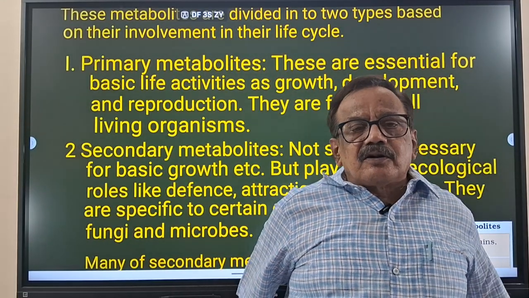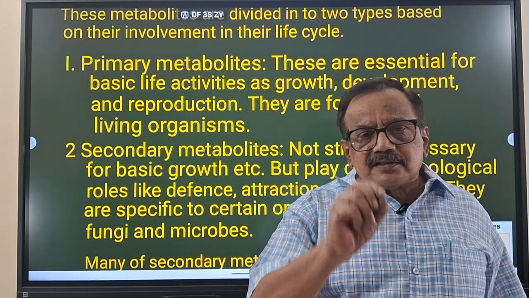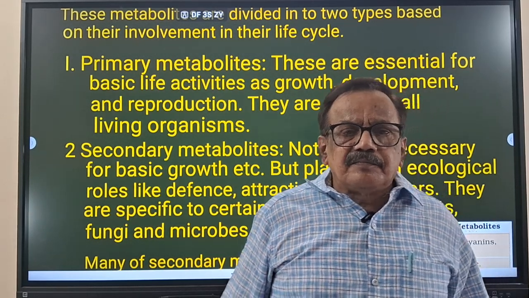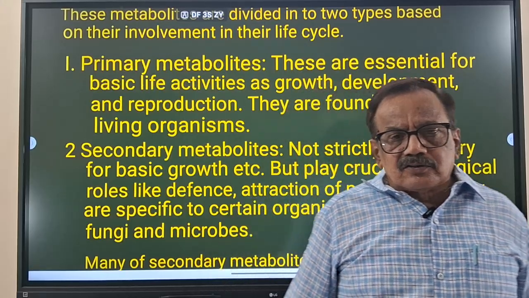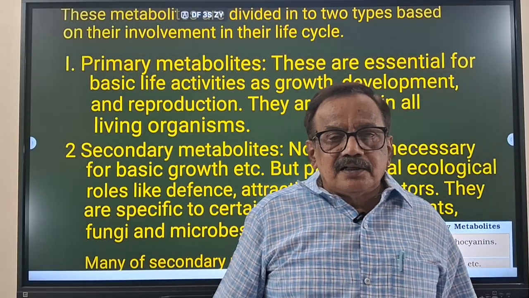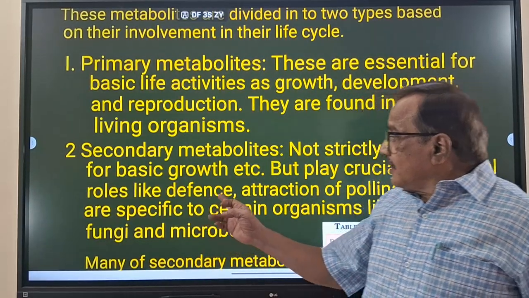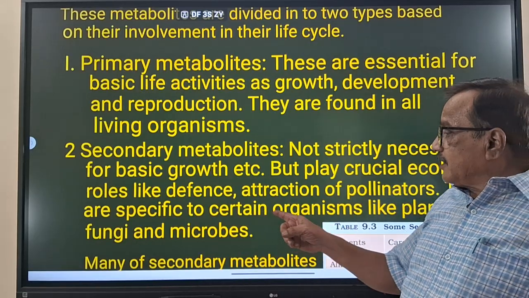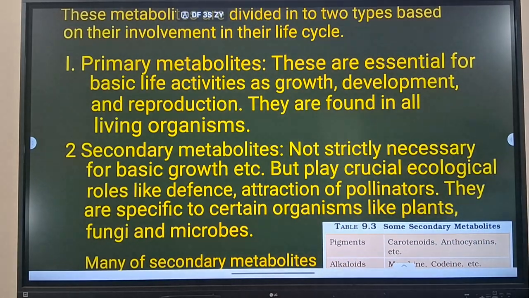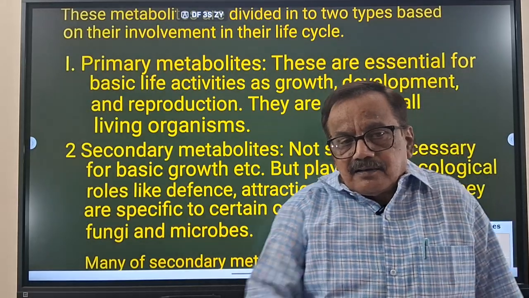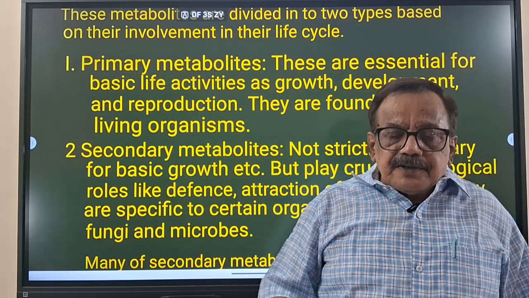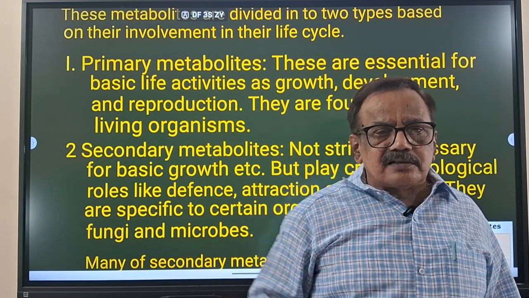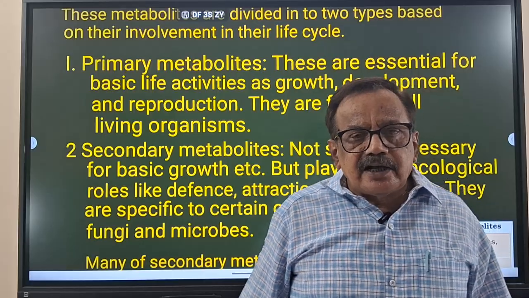For example, Calotropis gives a milky substance which herbivorous animals generally won't eat because it is toxic. So that is a secondary metabolite. The latex is a secondary metabolite. Defense and attraction of pollinators are specific to certain organisms, so they are not common in all. As I already told, they are specific to some, only in plants, not in animals. Animals won't have secondary metabolites.